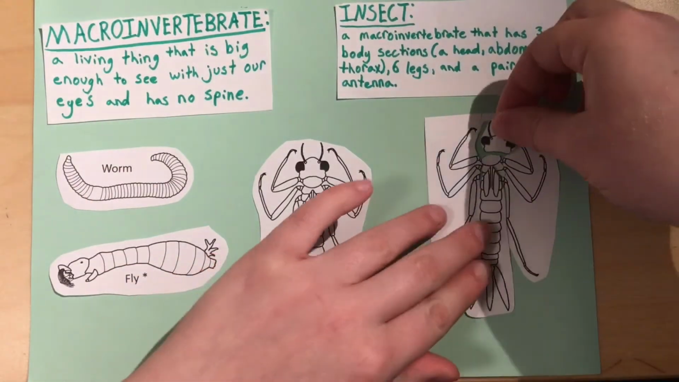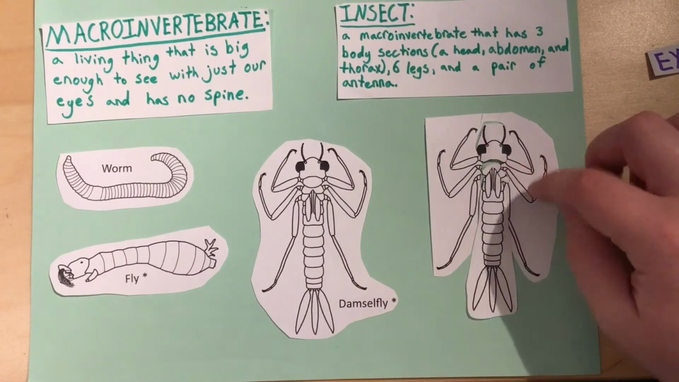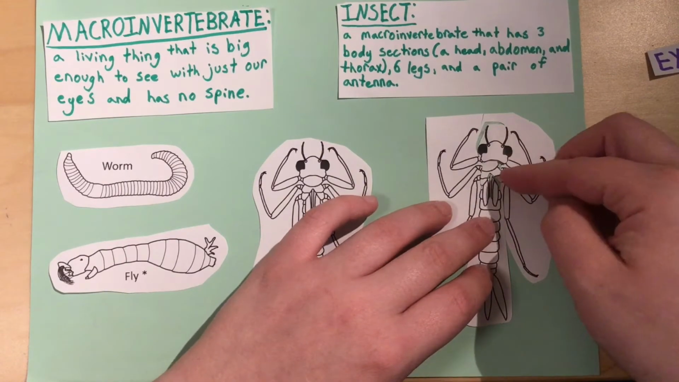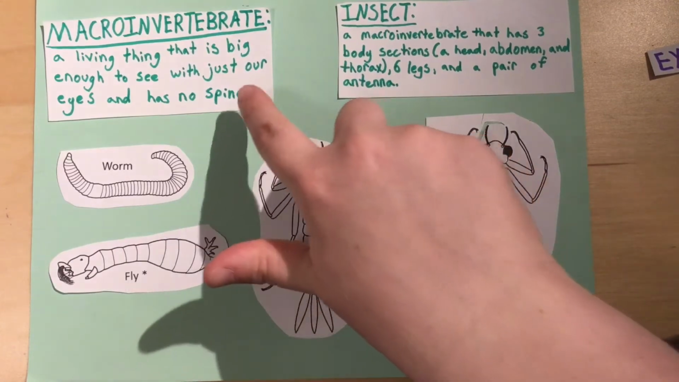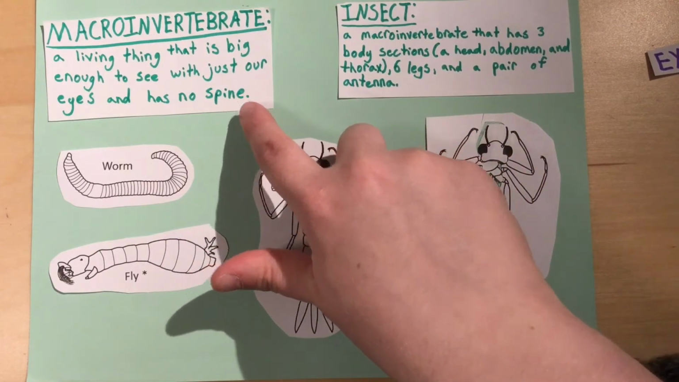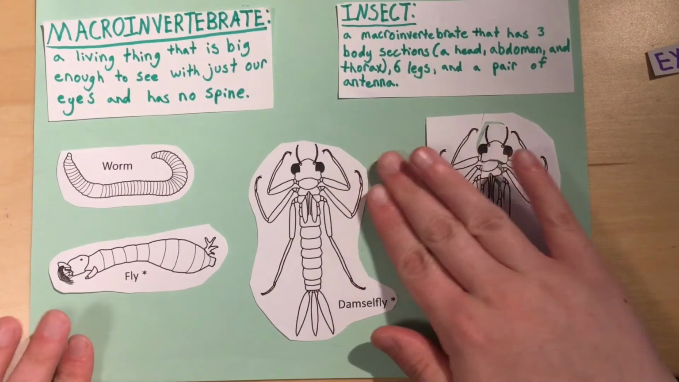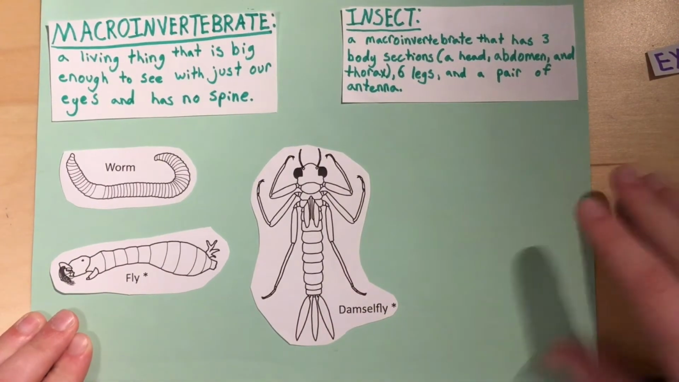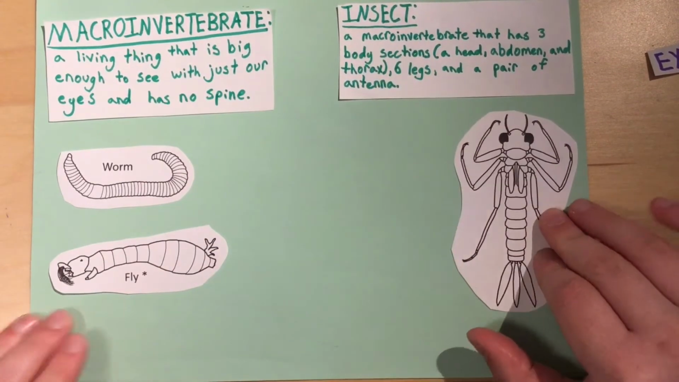And we have its head. So all of these parts, these 3 sections, these 3 segments, make up our damselfly. So is our damselfly a macroinvertebrate and an insect, or just a macroinvertebrate? It's both. So I'm going to take this away. And we'll bring the damselfly over in the insect category.